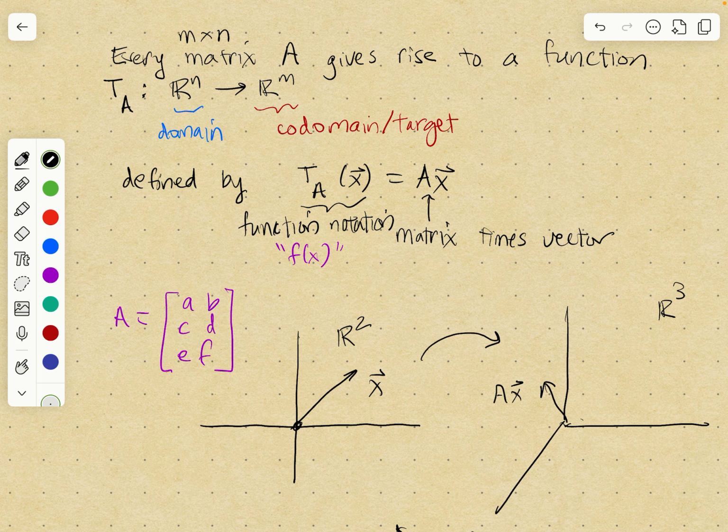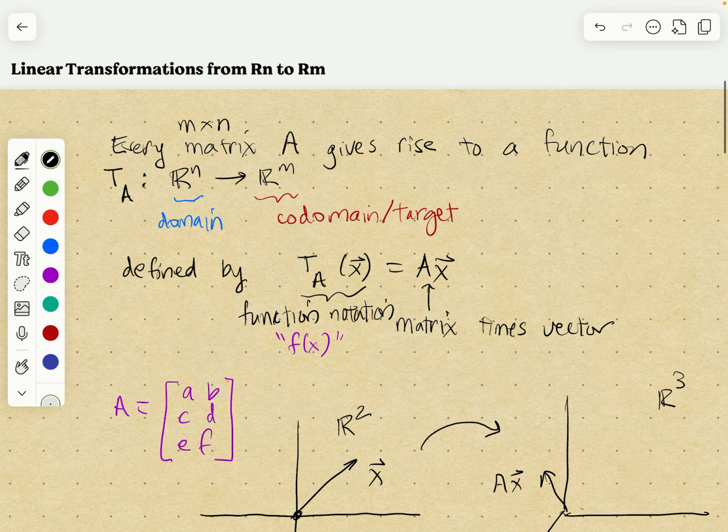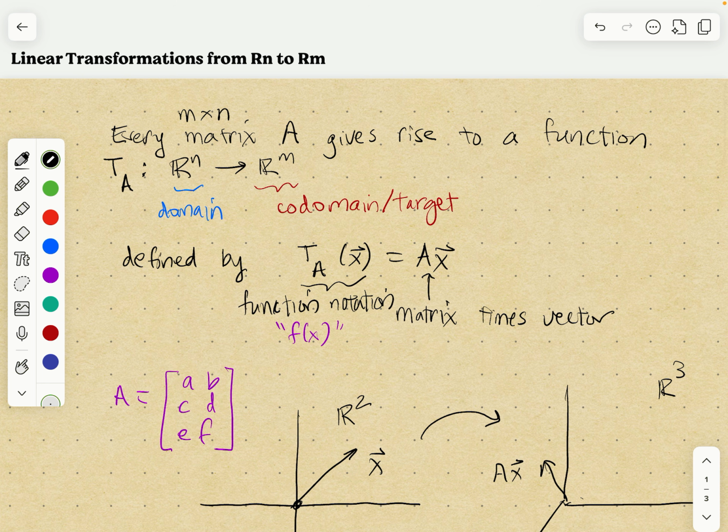The reason is that in linear algebra, we're going to be interested in more general linear transformations than just from Rn to Rm. In this video, we're just looking at linear transformations where the domain is Rn and the codomain is Rm. But when we talk about subspaces, we're going to want to talk about linear transformations from one subspace to another subspace, and you can't do that using matrices.